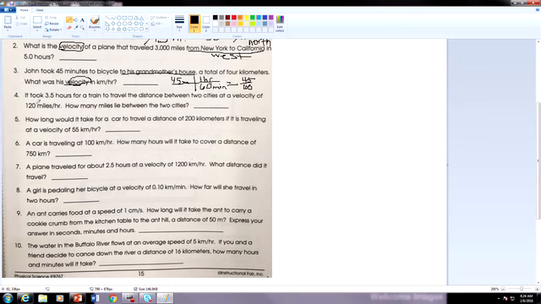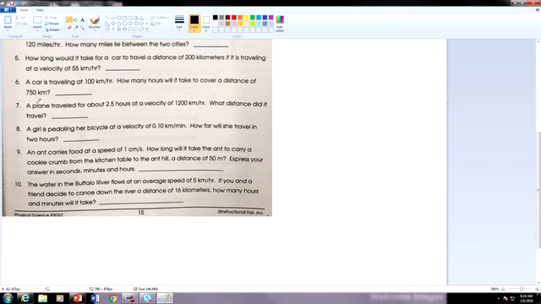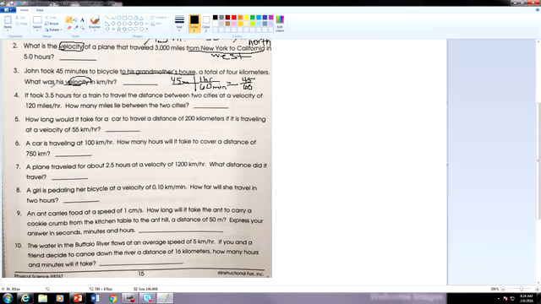Number 4. It took 3.5 hours for a train to travel the distance between 2 cities at a velocity of 120 miles per hour. How many miles lie between the 2 cities? Okay, this is something important to look at here. We're now looking for miles, and that's distance, right? So our formulas aren't set up like that. So I'm going to write some things over here to help you.